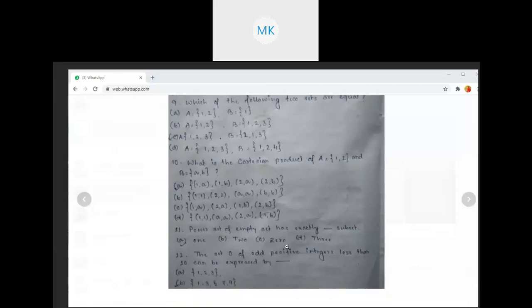Then question number 11. The power set of an empty set has exactly how many subsets? Power set of empty set. Now what is an empty set? Null set or void. It does not contain any element. Yes, that means the empty set does not contain any element. Now, the power set of empty set. If a set does not have any elements, how many subsets will we get?